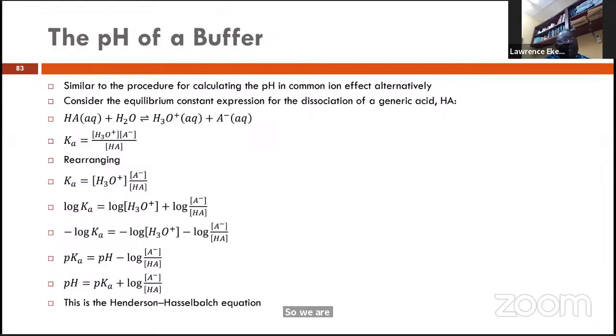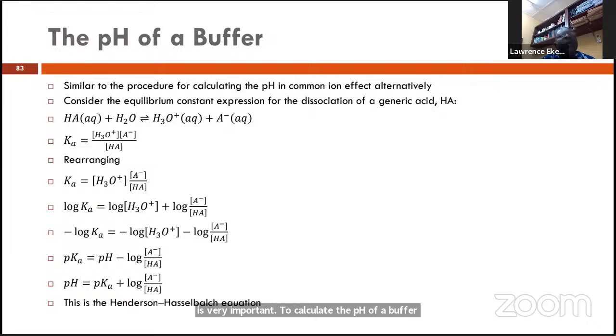pKa is equal to pH minus log of the anion over the acid. From there, you can make pH the subject of the formula: pH will be equal to pKa plus log of the anion over the acid. This equation is called the Henderson-Hasselbalch equation. It's very important to calculate the pH of a buffer solution.